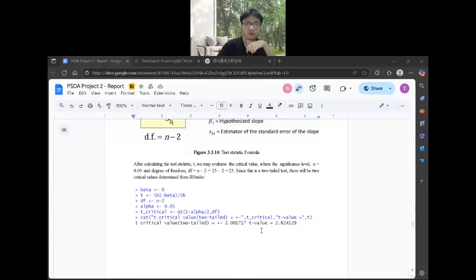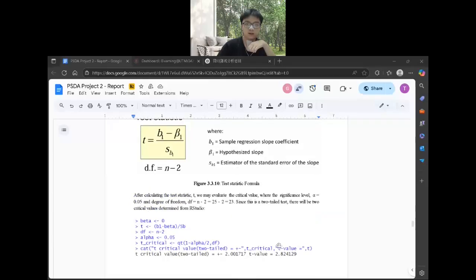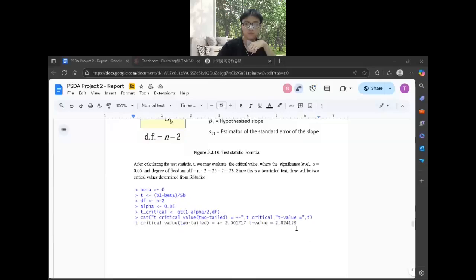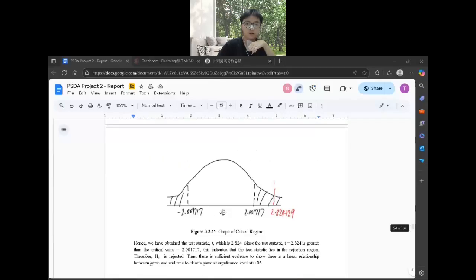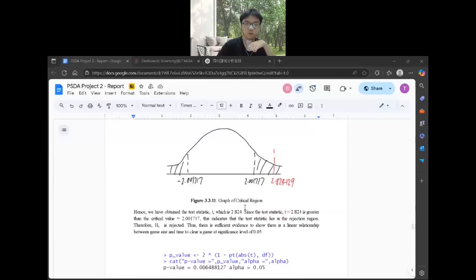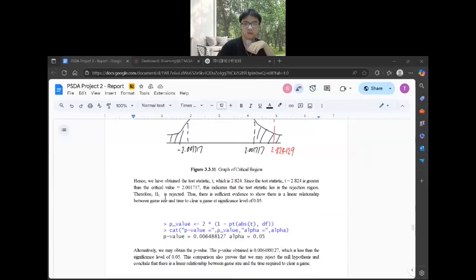2.001717, and the t-value is calculated using this formula, and we get 2.824129. After we get this value, we can draw a graph like this to show the explanation. We can see that the test statistic, which is 2.824, is greater than the critical value, the absolute value 2.001717. So it shows that the test statistic lies in the rejection region. So the null hypothesis is rejected.